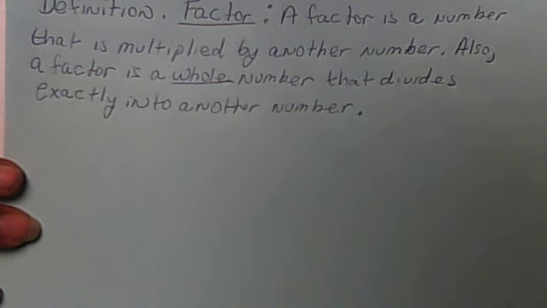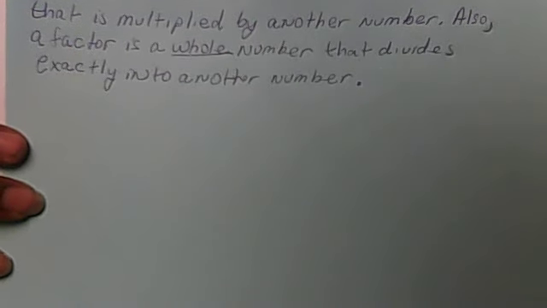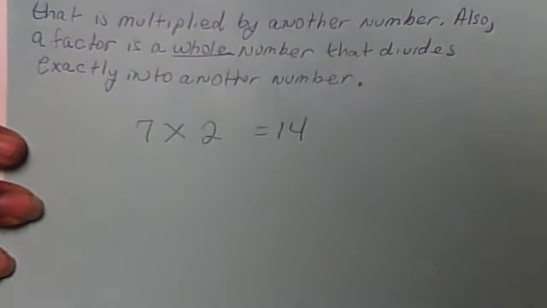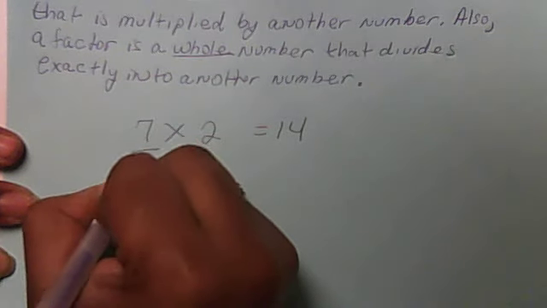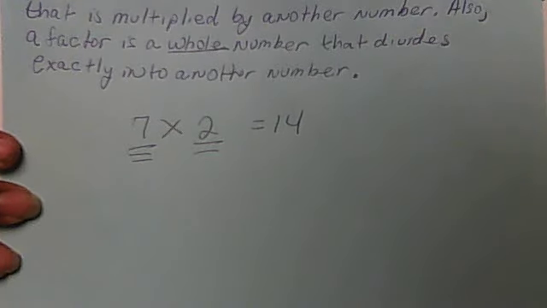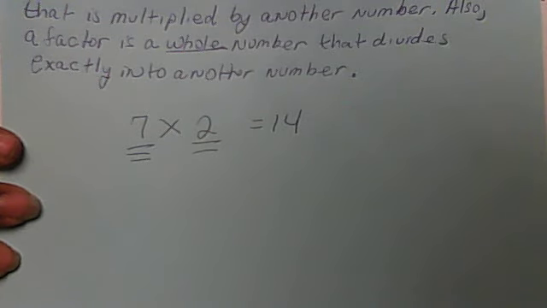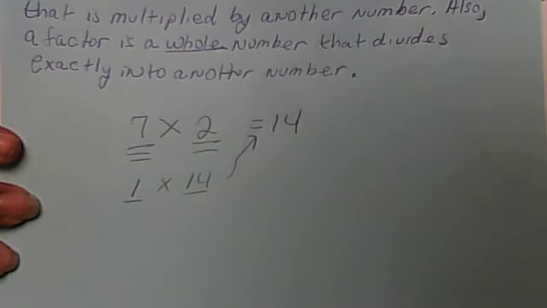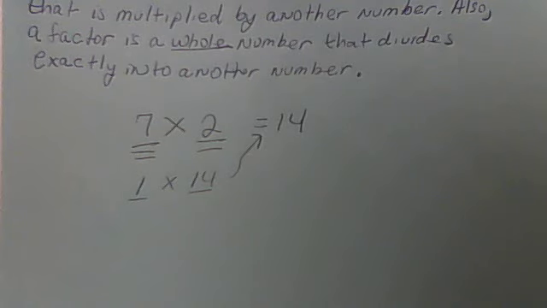So let's just randomly think of multiplying two numbers. Let's say we had 7 times 2. Well, 7 and 2 are factors of 14, because they are multiplied by another number to get 14. 14 also has another set of factors, 1 times 14. That also gives me 14, okay? So factors are numbers that are multiplied by one another. A factor is the number that is being multiplied.